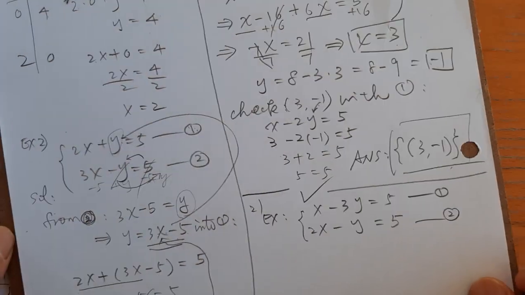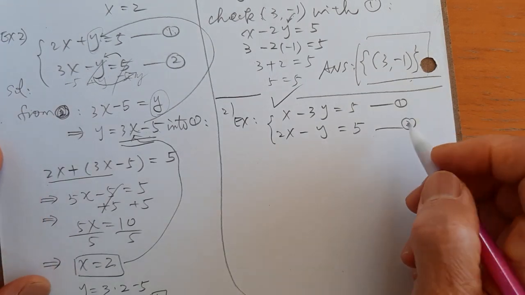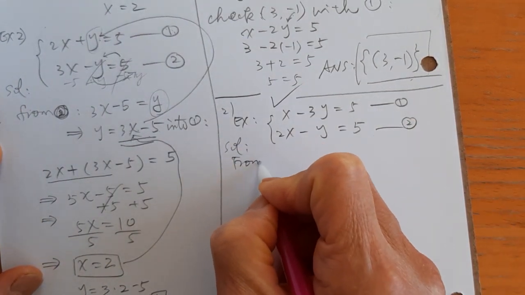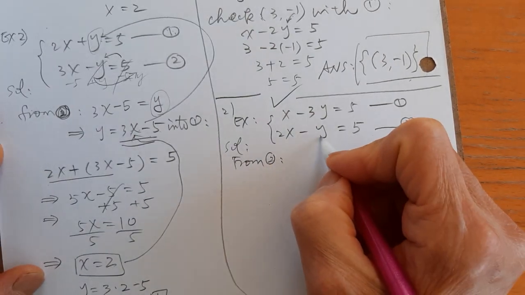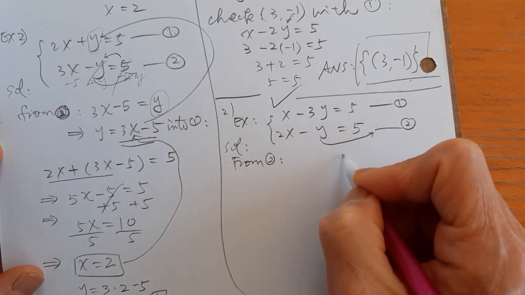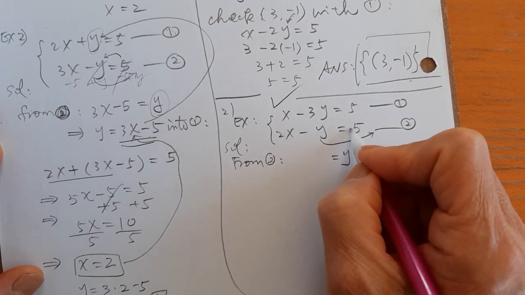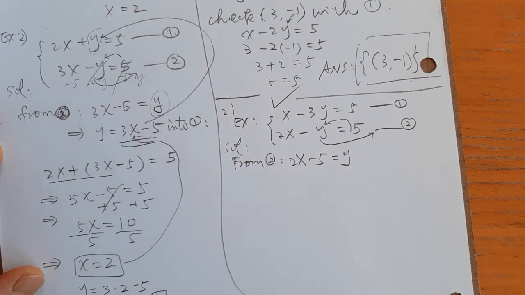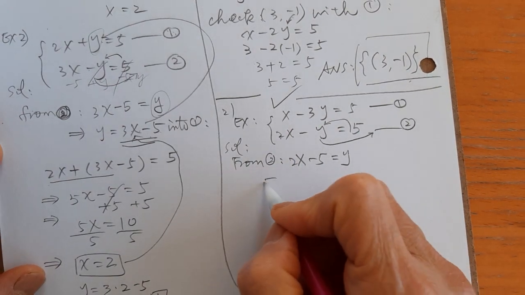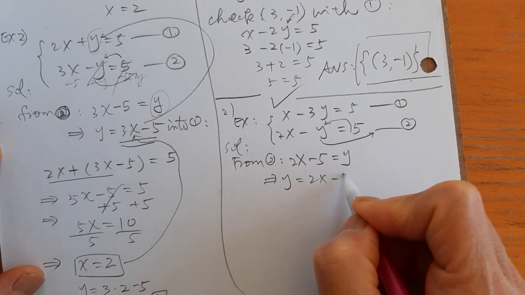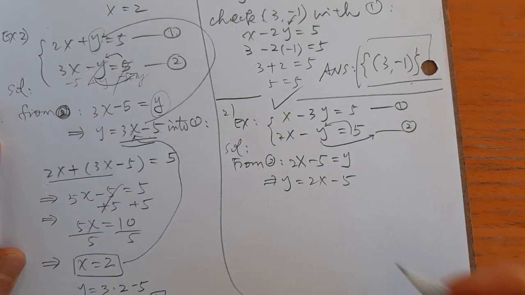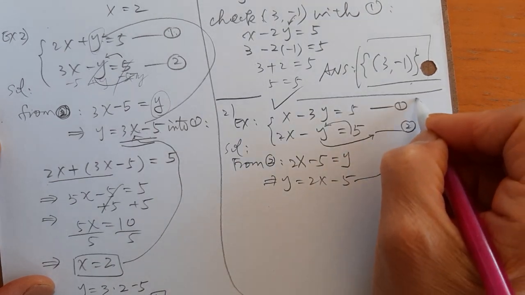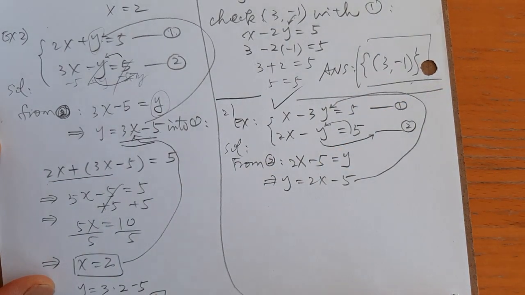So what I'm going to do here is from the second equation. Solve it. From the second equation, you move y over and get y, change the sign, move 5 over and get minus 5, and 2x is still there. So you got y equal this. That is y equals 2x minus 5. Then you plug into the first equation, because this is from the second equation.